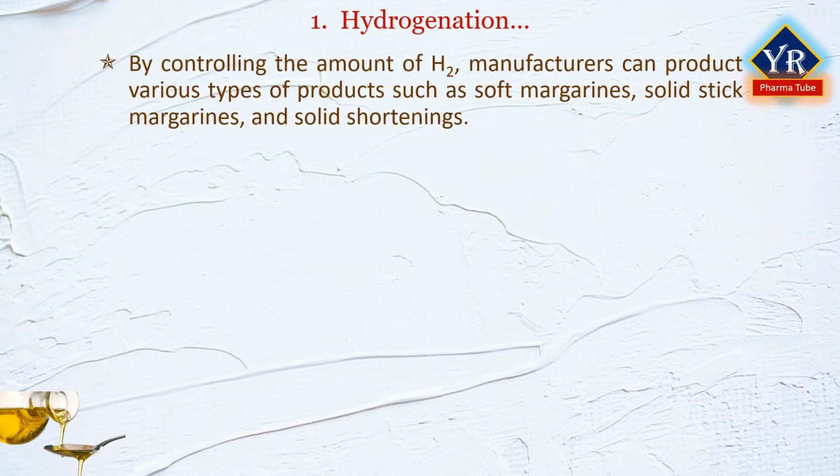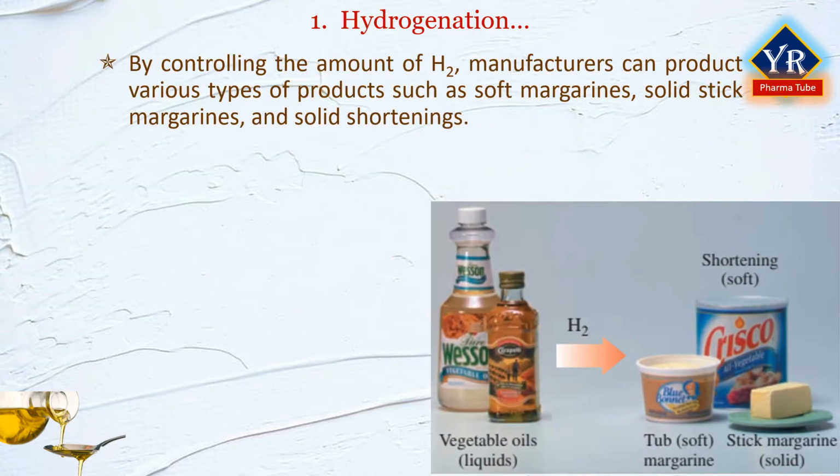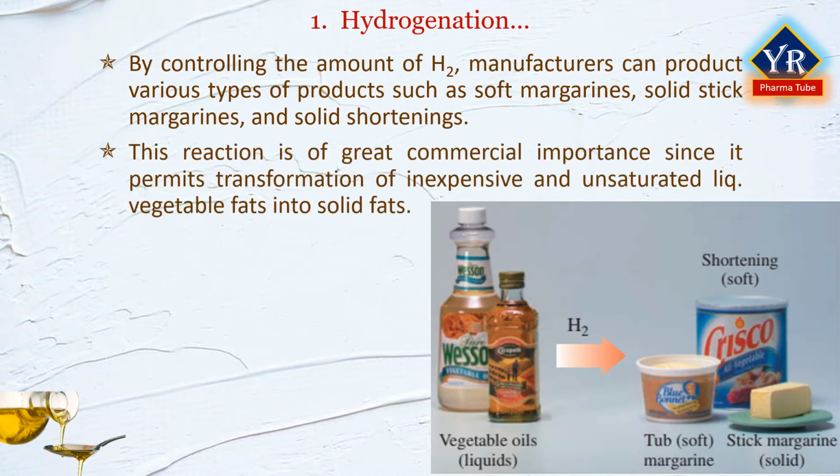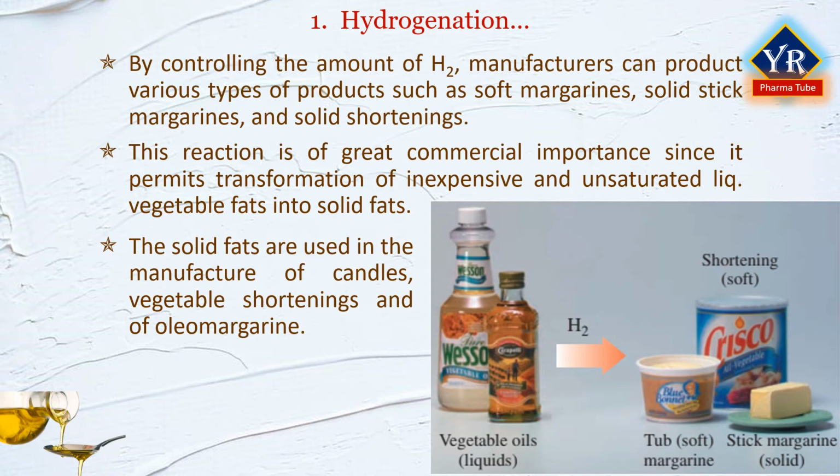By controlling the amount of hydrogen, manufacturers can produce various types of products such as soft margarines, solid stick margarines, and solid shortenings. Although these products now contain more saturated fatty acids than the original oils, they contain no cholesterol, unlike similar products from animal sources such as butter and lard. This reaction is of great commercial importance since it permits transformation of inexpensive unsaturated liquid vegetable fats into solid fats. The latter are used in the manufacturing of candles, vegetable shortenings, and oleomargarine.